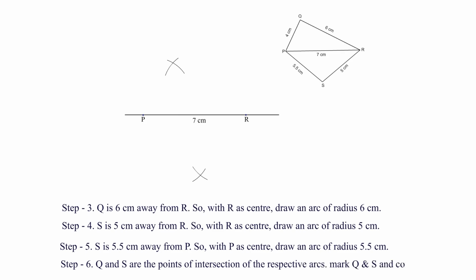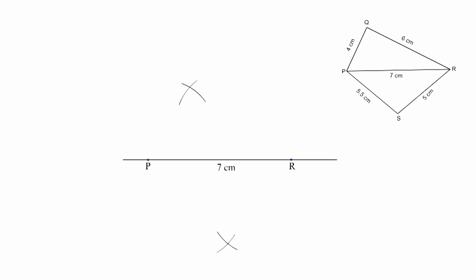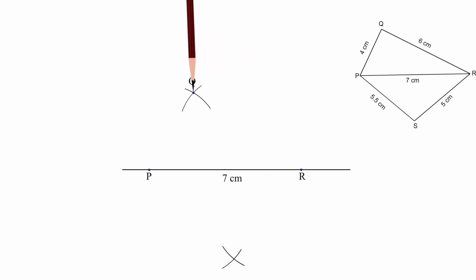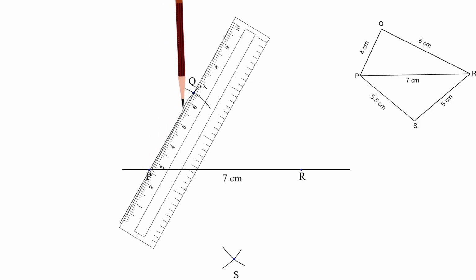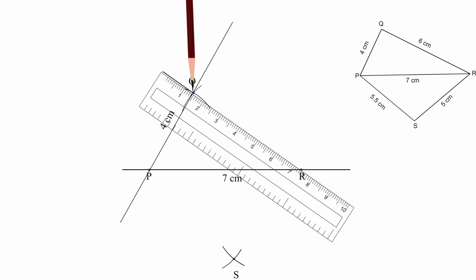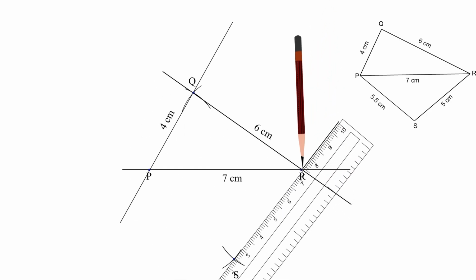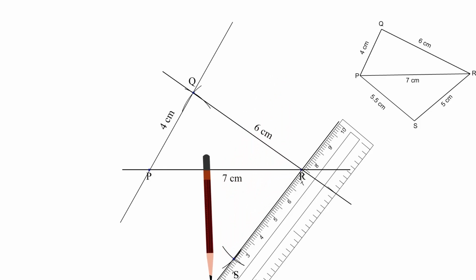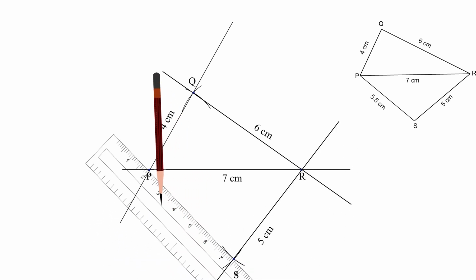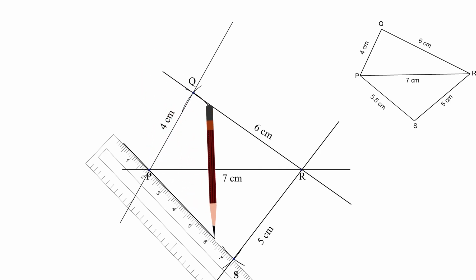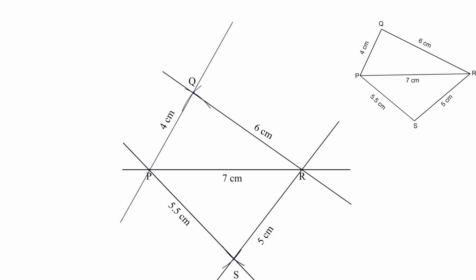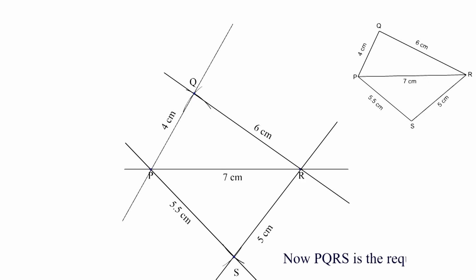Now Q and S are points of intersection of the respective arcs. Mark Q on the top, above the line, S below the line. Complete the quadrilateral PQRS. So with scale and pencil, join the lines. And one more diagonal also we get, that is called QS. So draw the line PQ, draw the line QR, draw the line RS, and draw the line PS. Okay? The name of the other diagonal is QS. Now PQRS is the required quadrilateral.